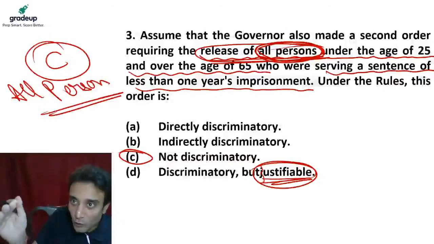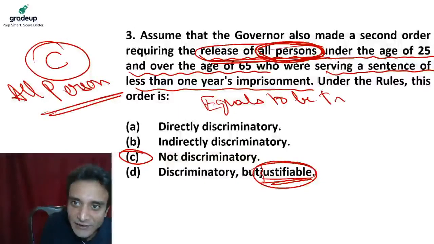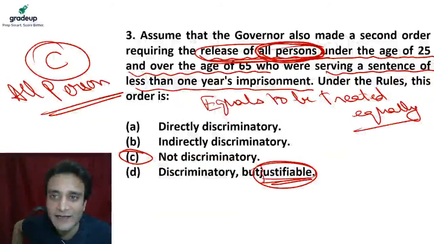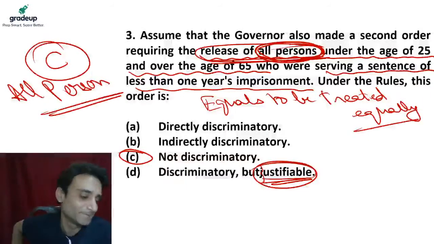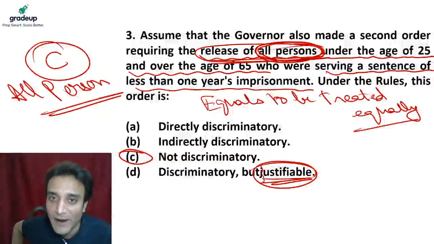Now, people who are equal should be treated equally. People who are below the age of 25, are they treated equally? Yes. People who are above the age of 65, are they treated equally? So there is no discrimination. Equals are to be treated equally. Unequals are to be treated unequally. Apples cannot be compared with oranges.